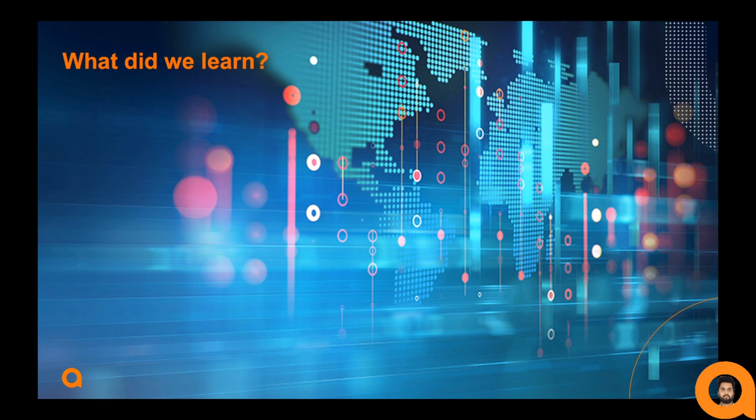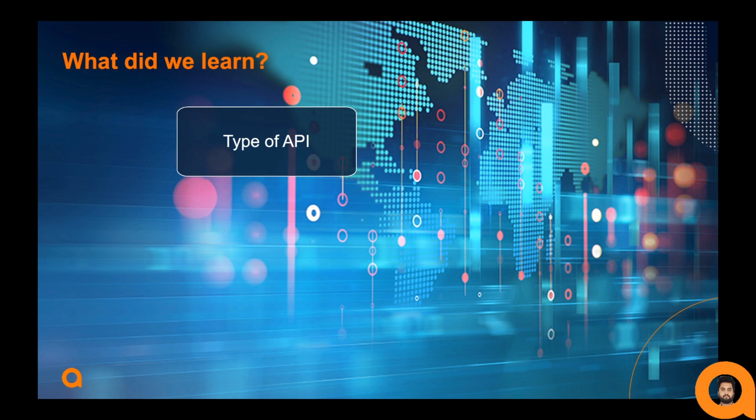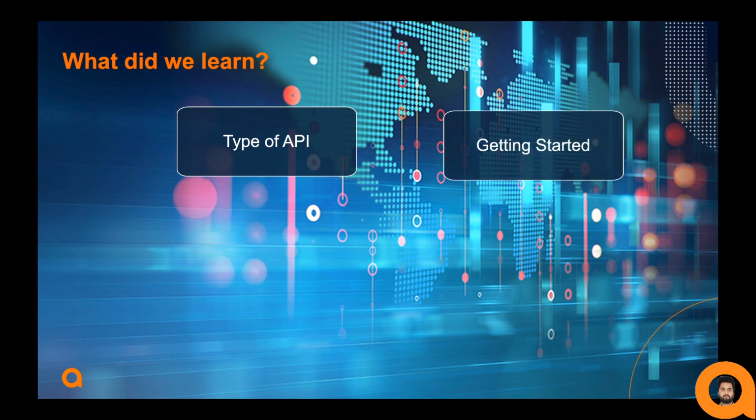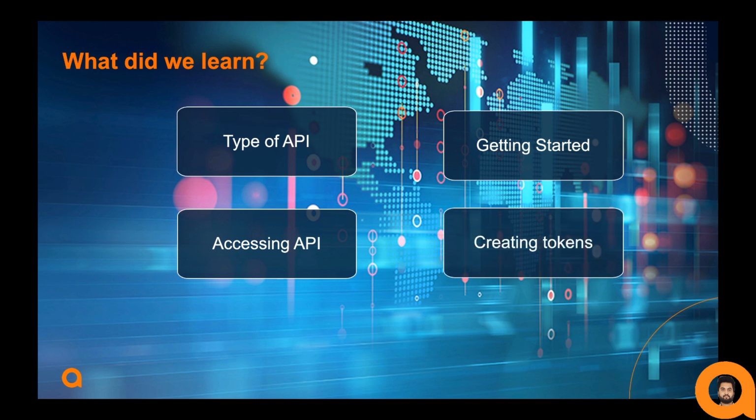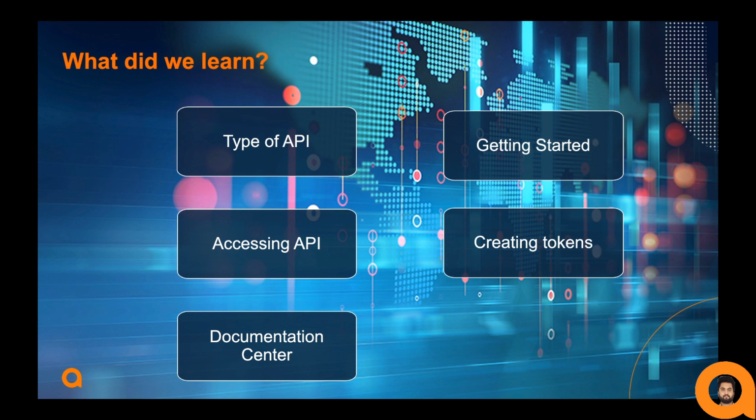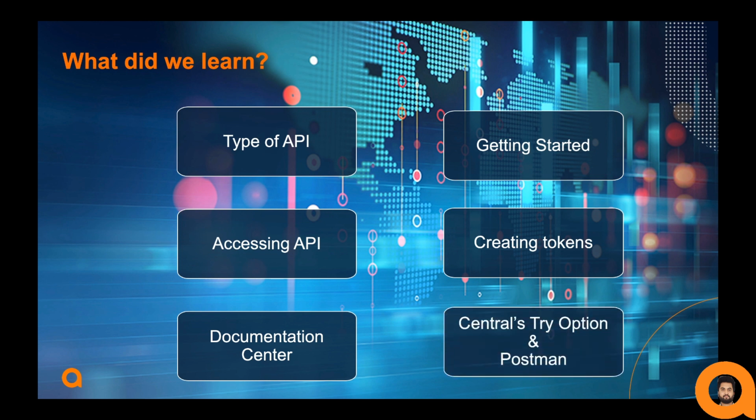Well, this brings us to the end of this video. Today we learned the different types of API on Central, how to get started with the API gateway, how to access APIs and create the API tokens, the documentation center full of useful information, and lastly, we also saw how to make API calls using the Swagger API documentation as well as Postman.